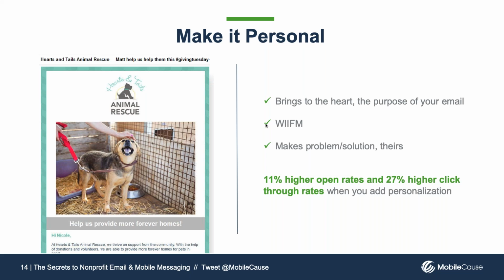Now, the name doesn't only stop within the body of the email. Many tools, Constant Contact and our ilk, allow you to personalize your subject line. You can literally put a person's name in there, which is going to help you increase your open rates. So you can see an 11% higher open rate, and a 27% higher click-through rate, meaning they're clicking on links in the email, going to our site, going to donate, going to do whatever we're asking them to do when we personalize things.